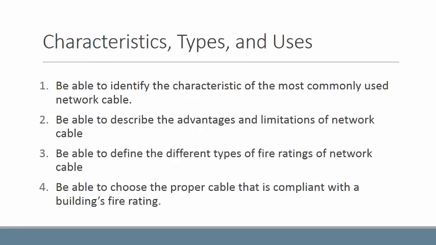The objective of this lesson is to be able to identify the common characteristics of the most commonly used network cable. We will discuss the advantages and limitations of each different cable category. Very importantly, objective number 3 is to be able to identify the different types of fire ratings for each cable. And last, we will go over how to select the proper cable that meets the building's fire rating code.